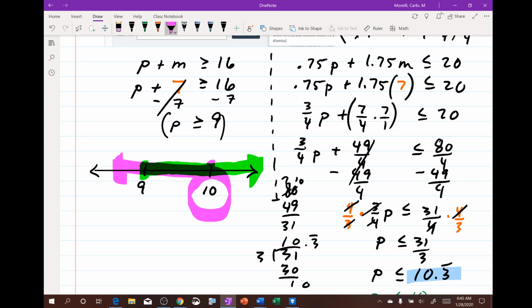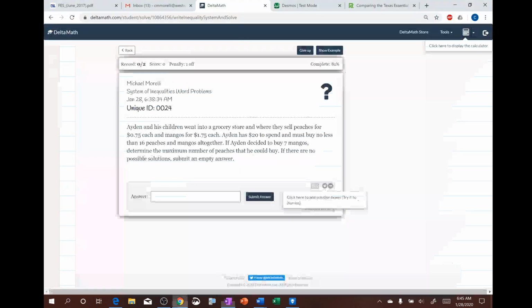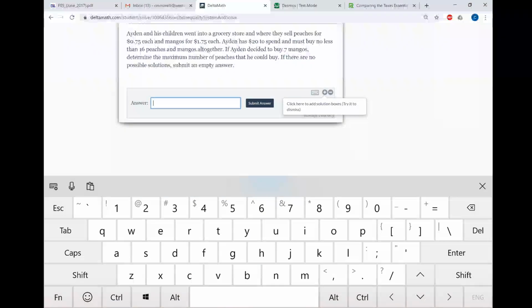All right? So sometimes there is no answer, but in this one there is an answer. So I guess the question is, they want us to put in 10. Now, there's a chance, if this ends up being wrong, then the answer is 11. But I think this would be right.